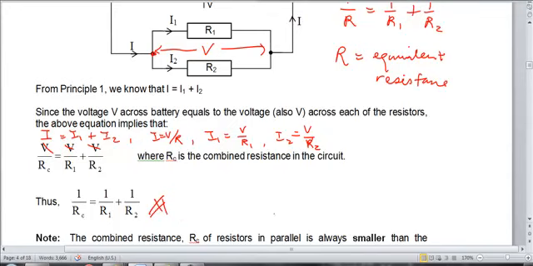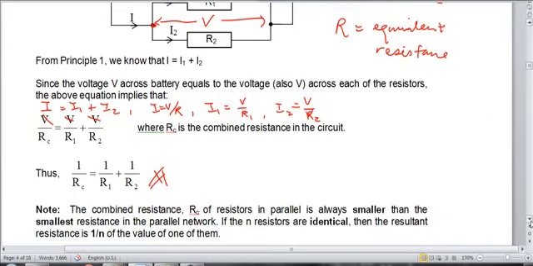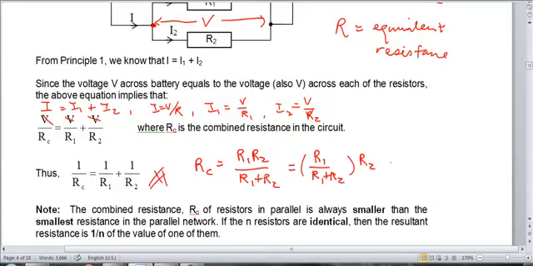The combined resistance value of the two resistors is given by the inverse of the sum of the inverses. If you solve it out, you'll find the combined resistance is actually R1 R2 over R1 plus R2, or you can write it as a ratio: R1 over R1 plus R2 times R2, or R2 over R1 plus R2 times R1.